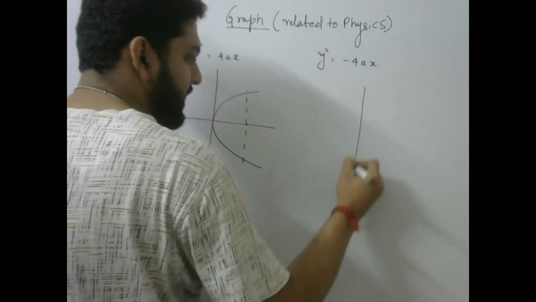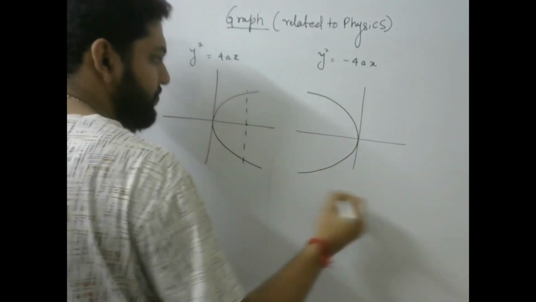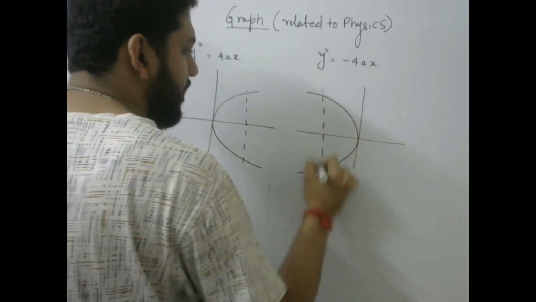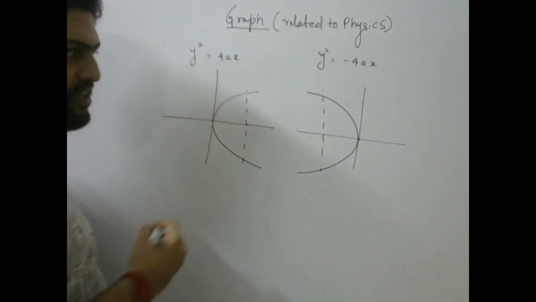So that's why this graph looks like this. Whenever we have a negative, minus 4x, the graph looks like this, and this is the nature. You can say this is a vertex point.